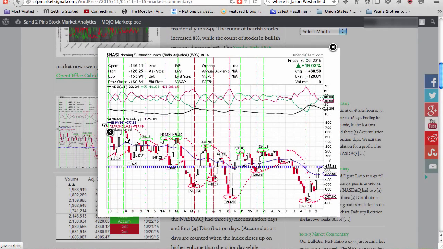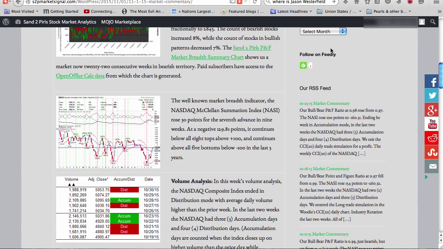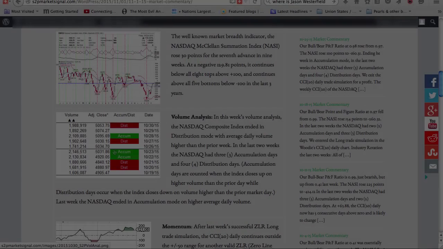The well-known market breadth indicator, the Nasdaq McClellan Summation Index, rose 30 points for the 7th advance in 9 weeks. At a negative 129.81 points, it continues below all 8 tops above plus 100 and continues above all 5 bottoms below minus 100 in the last 3 years.